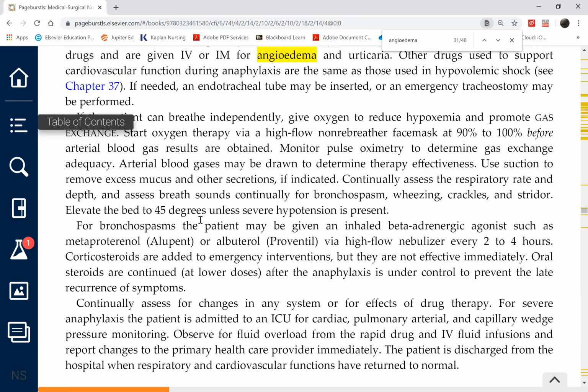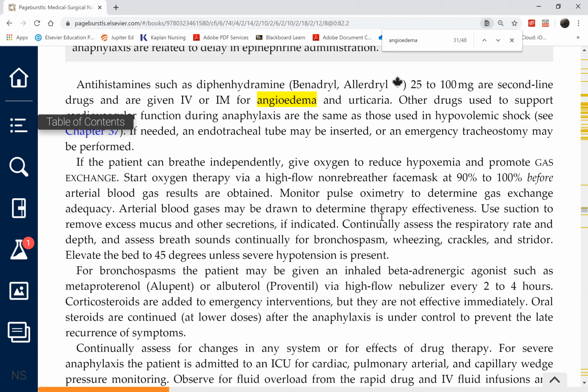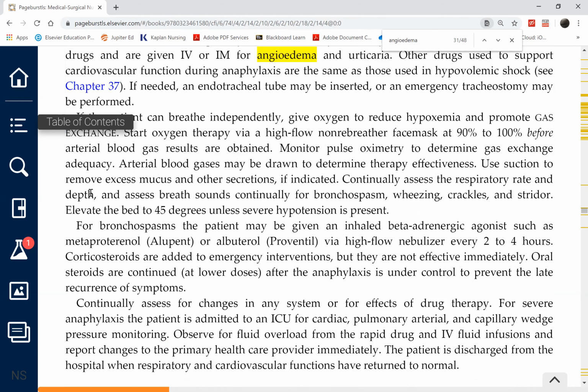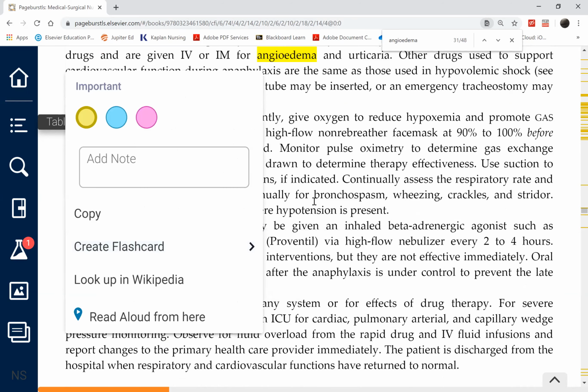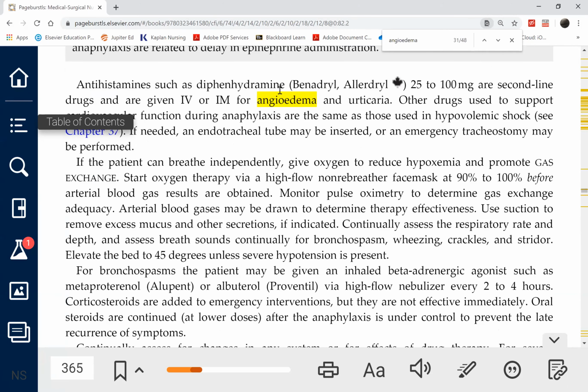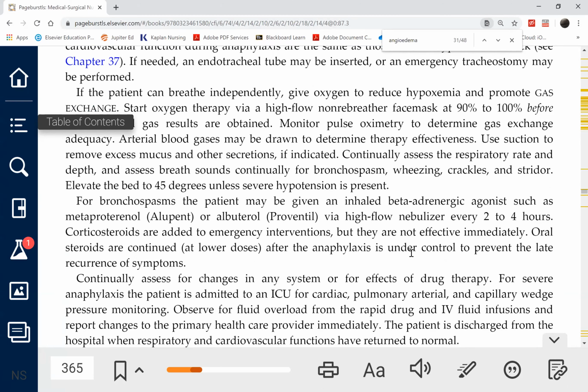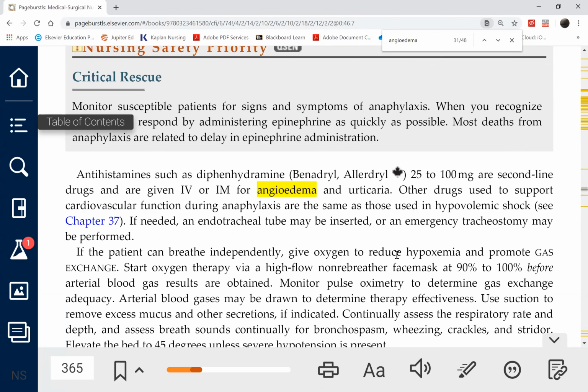Then you have diphenhydramine, which is your antihistamine to stop the inflammatory response. And then you give your bronchodilators, and then you add your steroids, okay, for longer term effects. Because the diphenhydramine will only have, again, another short-term effect. So steroids will make sure there will be a decreased inflammatory response. And that's it for anaphylaxis.